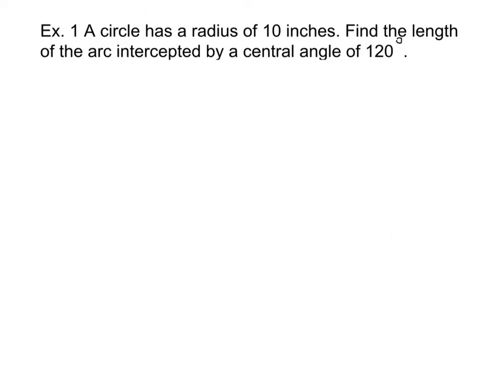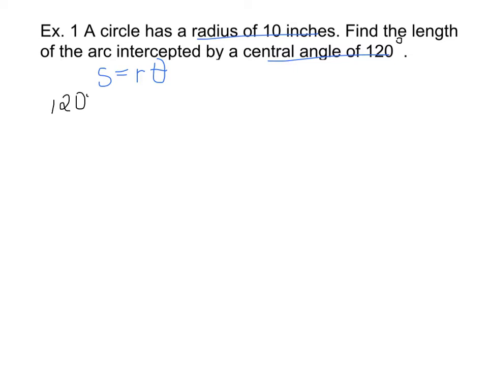So with this example, it says a circle has a radius of 10 inches. Find the length of the arc intercepted by a central angle of 120 degrees. So in our formula, remember, it's S equals R times theta. We have our radius and our central angle. However, this formula can only be used when theta is expressed in radians. So we have to first convert 120 degrees to radians.